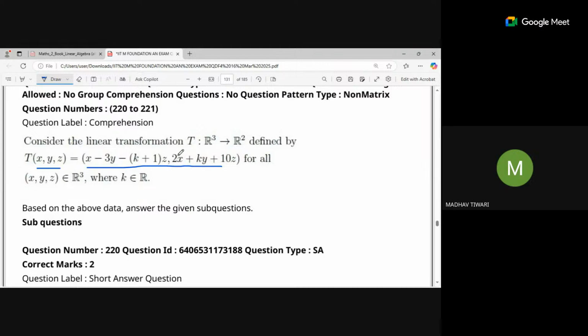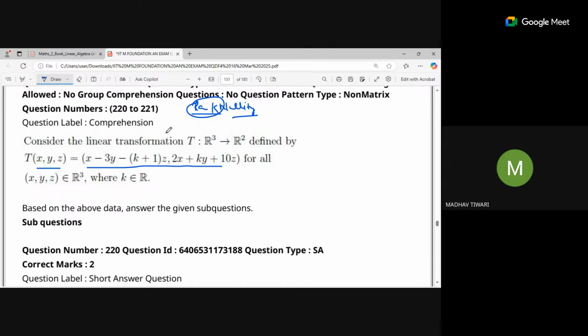The other thing I can do is make the matrix out of it, and then I can find out the nullity as I did above. So let's do it by that, using the standard basis. Standard basis we will take because rank will be the same and nullity will be the same in both cases.